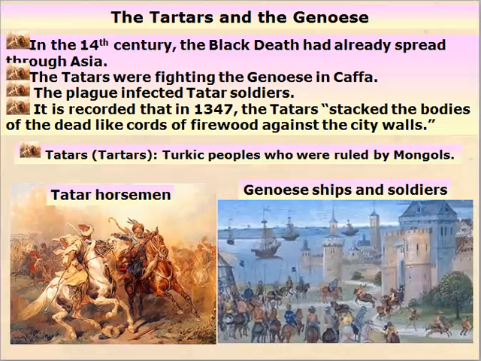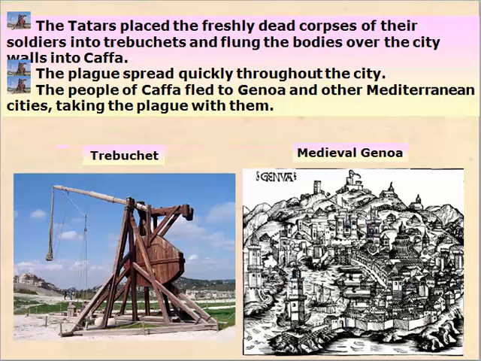Let me repeat that. Asia had already been severely affected by the Black Plague, and now it's working its way into Europe. The Tatars placed freshly dead corpses on their trebuchets and flung the bodies over the city walls into Caffa. The plague spread quickly throughout the city. The people of Caffa fled to Genoa and other Mediterranean cities, taking the plague with them.